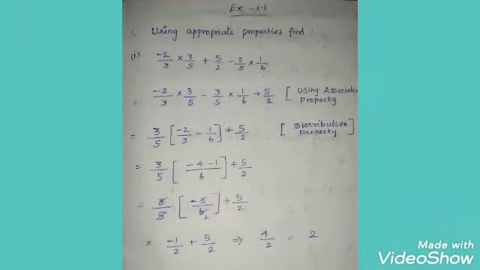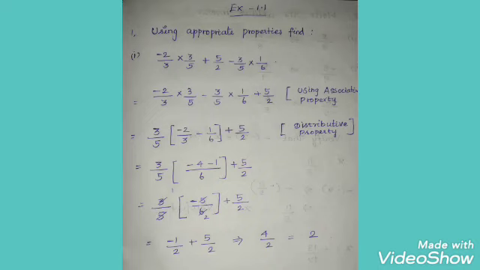Your exercise 1.1. Using appropriate properties, find. They have given a question. First we are gonna use the associative property. First, keep these two multiplicative terms as it is, right? Combine those multiplicative terms: minus 2 by 3 into 3 by 5 minus 3 by 5 into 1 by 6, and add the additive term last, plus 5 by 2. Next, in the second step we can see the 3 by 5 is common, so taking out 3 by 5 times minus 2 by 3 minus 1 by 6, plus 5 by 2.